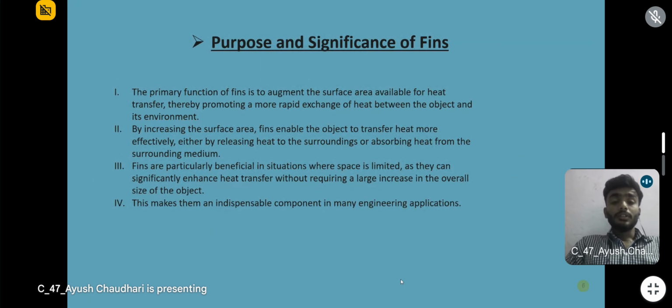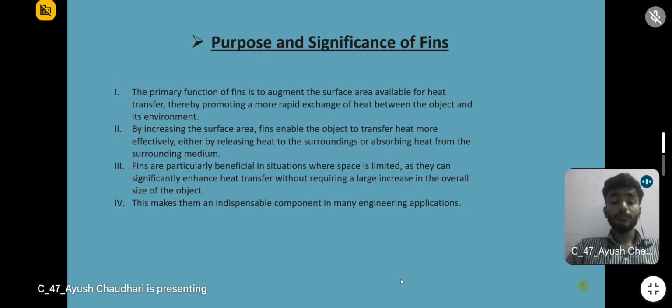So the basic purpose and significance of fins are: first, the primary function of a fin is to augment the surface area available for heat transfer, thereby promoting more rapid exchange of heat between the object and the environment or surroundings.